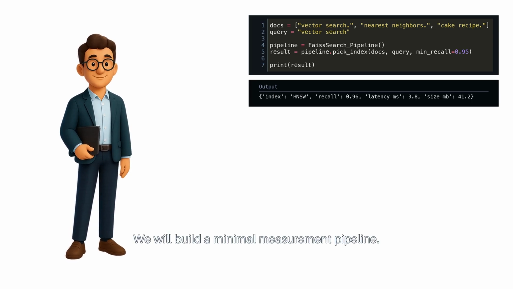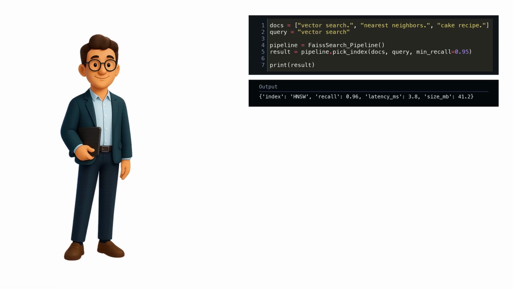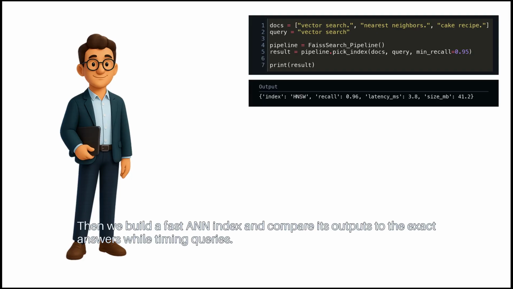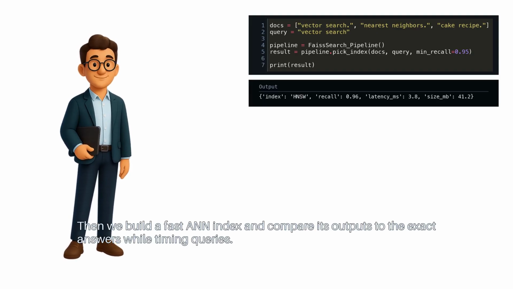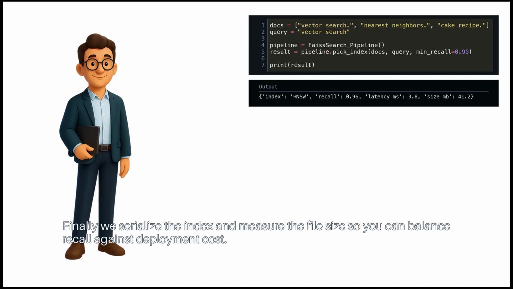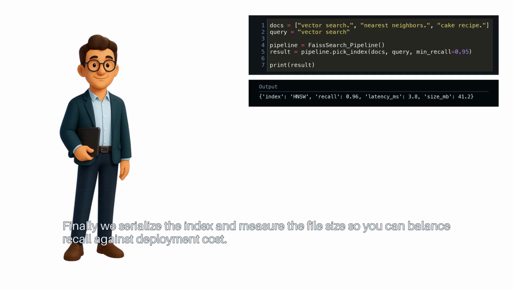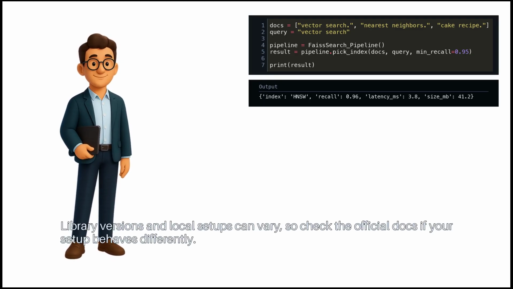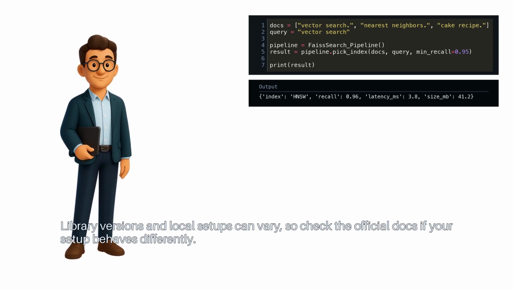We will build a minimal measurement pipeline. First, we create an exact reference index and collect true nearest neighbors. Then, we build a fast ANN index and compare its outputs to the exact answers while timing queries. Finally, we serialize the index and measure the file size so you can balance recall against deployment cost. Quick note: this code is designed to teach the core idea clearly. Library versions and local setups can vary, so check the official docs if your setup behaves differently.